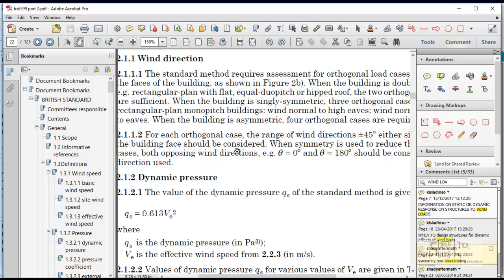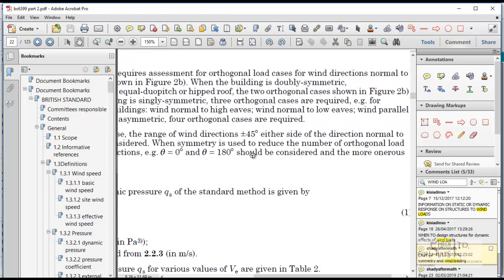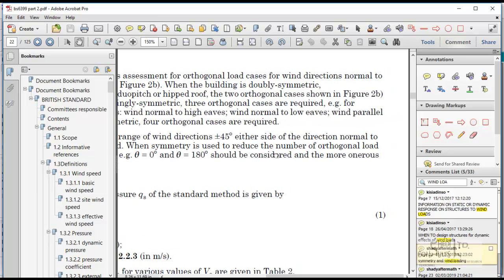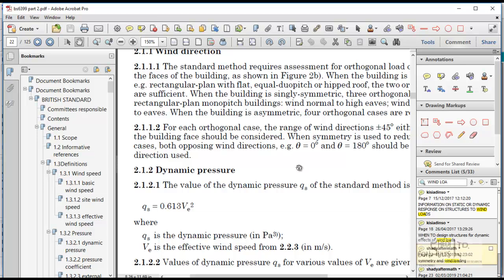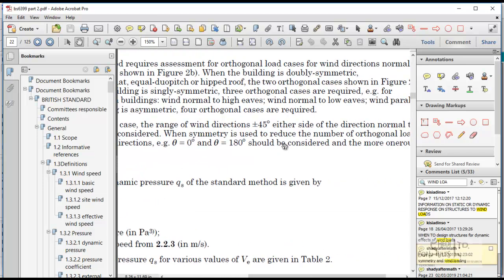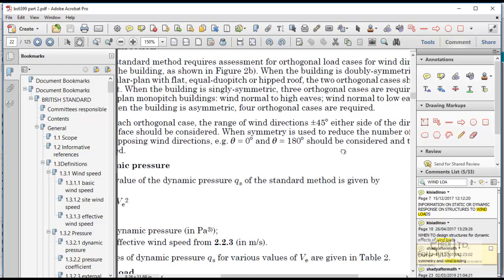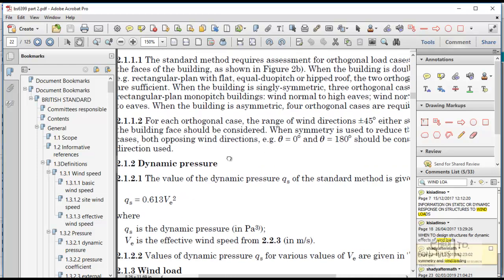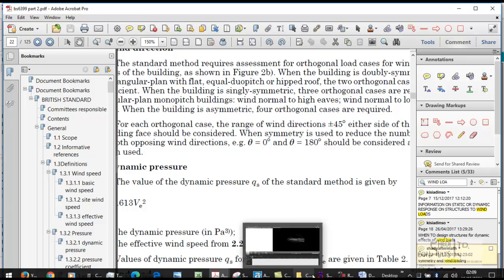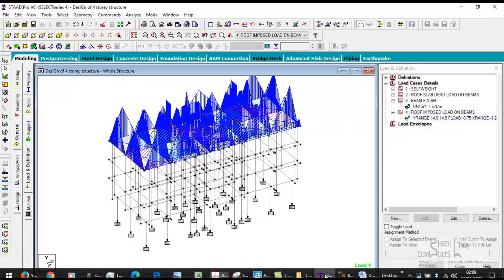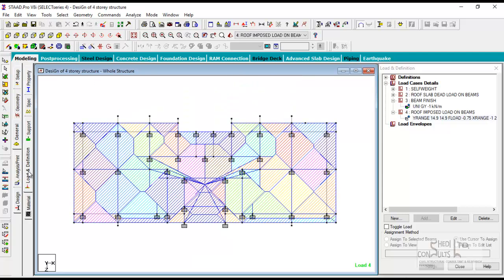Now it tells you that for each orthogonal load case, the range of wind directions plus or minus 45 degrees, either side of direction normal to the building face should be considered. When symmetry is used, so it's telling you that you should take wind direction in every 45 degrees. However, it says that symmetry can reduce these directions to 0 and 180 degrees. So this means that you apply the wind load in the x, minus x, z, and minus z.